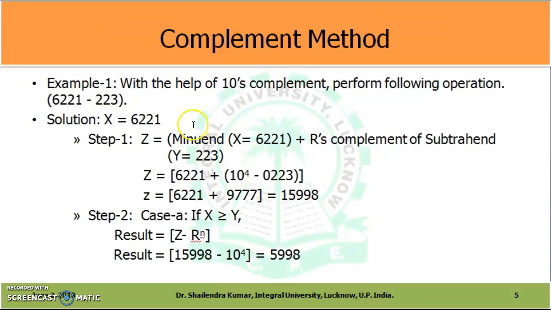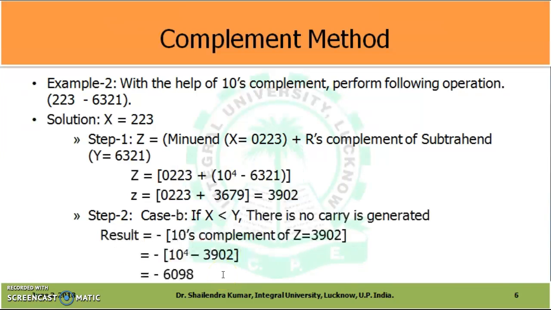This is example 1. With the help of the tens complement, perform the following operation. Let us assume that we have to subtract 223 from 6221. So this is the method for taking step 1 and step 2. Finally, we will get 5998.